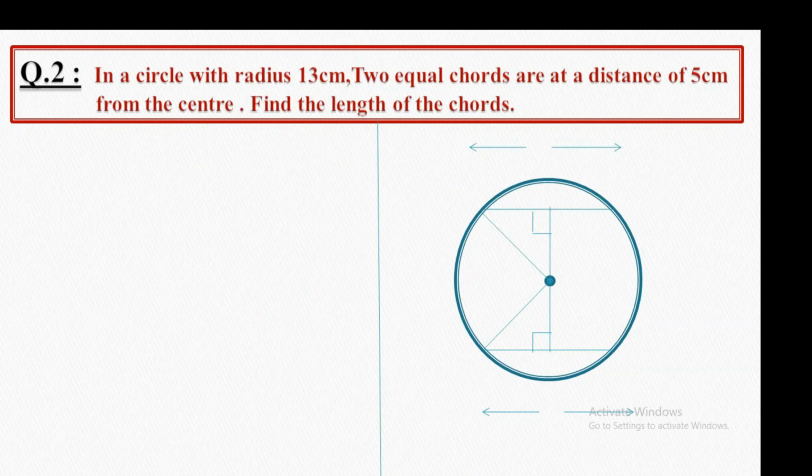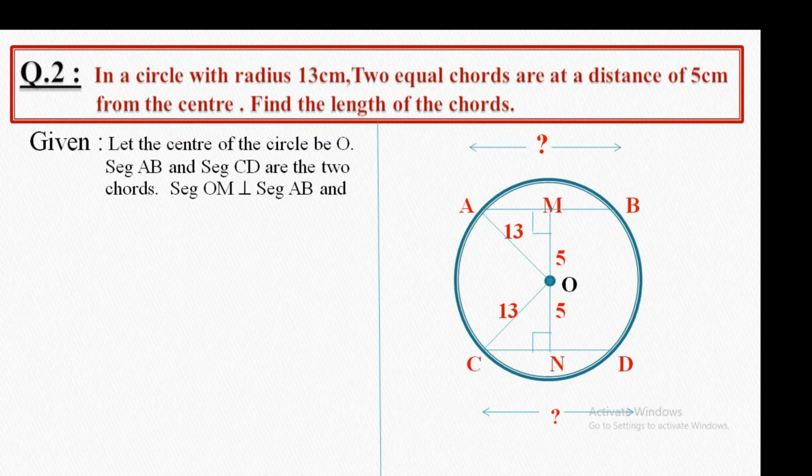Now see question number 2. In a circle with radius 13 centimeter, two equal chords are at a distance of 5 centimeter from the center. Find the length of the chords. Means what is given to us. AB is the chord. Again the same units and same type of vertex I used over here, points, right?